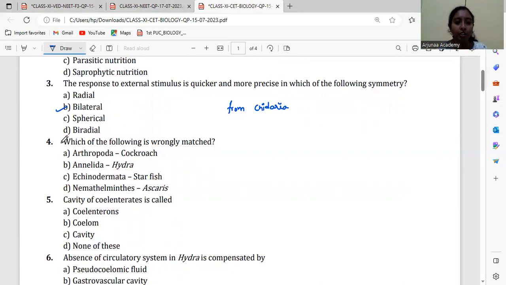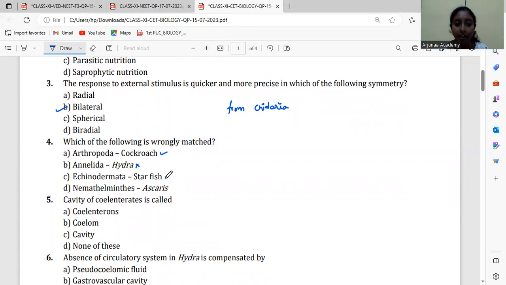Then fourth question, which of the following is wrongly matched? So one by one we shall see. Arthropoda, cockroach. Arthropoda is the phylum, cockroach is an example. This is the correct match. Annelida, hydra. Hydra doesn't belong to Annelida. Hydra belongs to Cnidaria. So this is the wrong match.